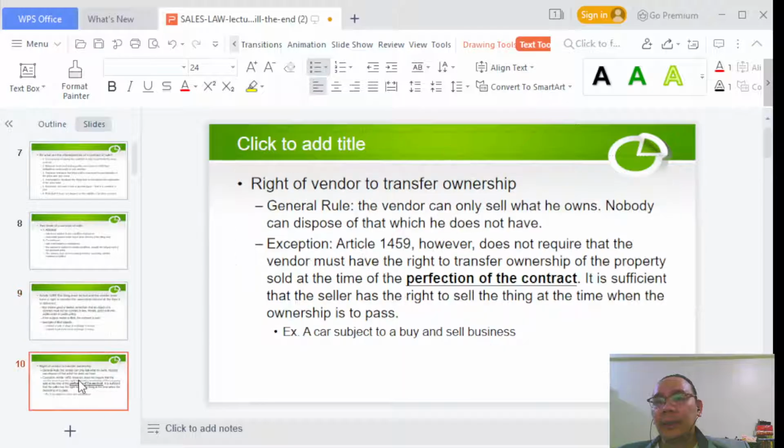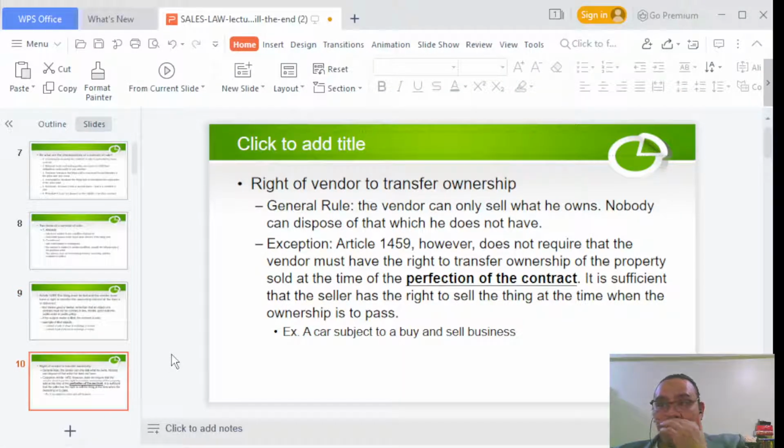Okay? Next, the right of the vendor to transfer ownership. The general rule, the vendor can only sell what he owns. Nobody can dispose of that which he does not have. Natural lang naman. Paano ka magbibenta ng isang bagay na hindi mo pag-aari? Okay? Pero may exception dyan. Article 1459, however, does not require that the vendor must have the right to transfer ownership of the property sold at the time of the perfection of the contract. It is sufficient that the seller has the right to sell the thing at the time when the ownership is to pass.